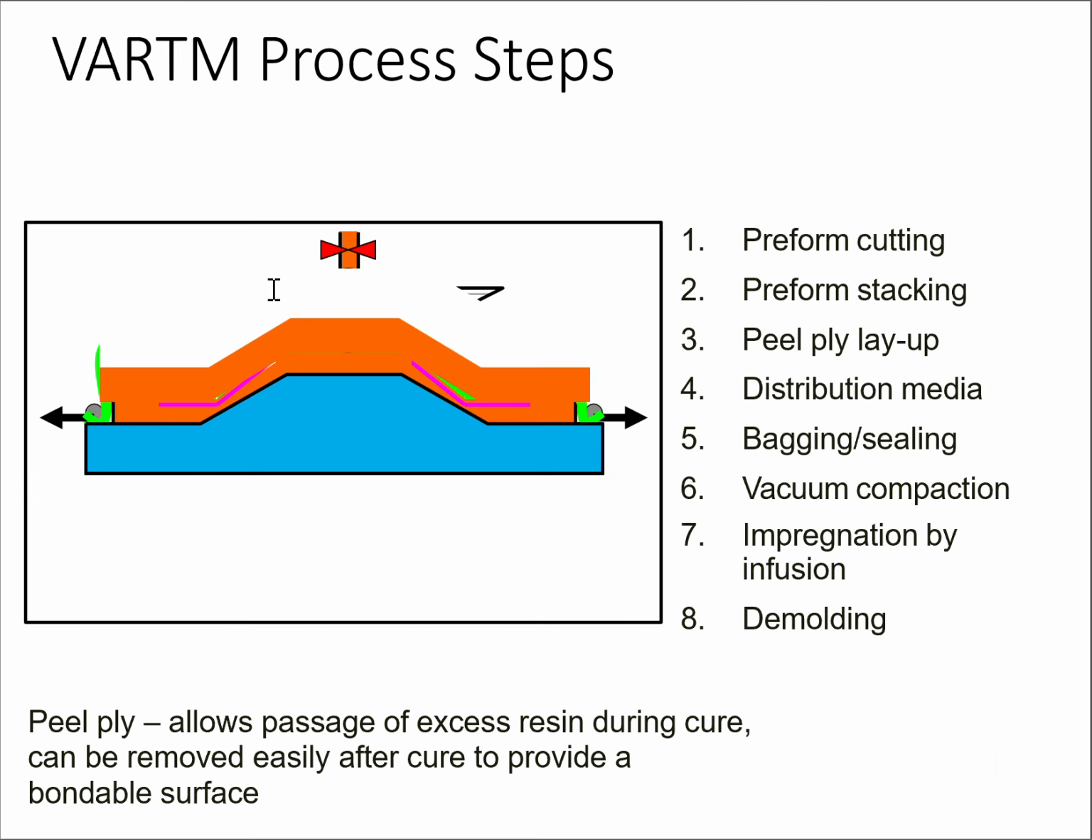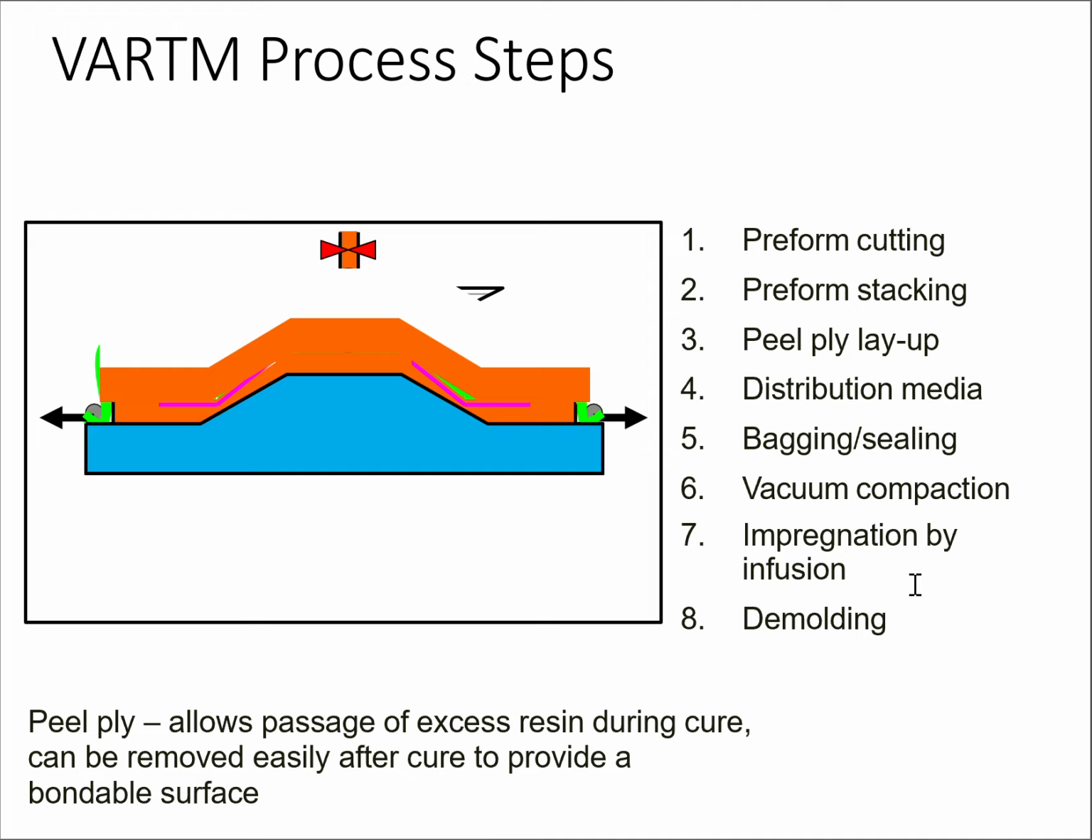So the different steps in a VARTM process: you have to cut your preform. We are going to give you a roll of glass fiber, and you just have to cut different layers, different numbers of layers, 4, 6, or 8, depending on your group, depending on the experiment you're doing. And then you have to stack your layers on top of each other.